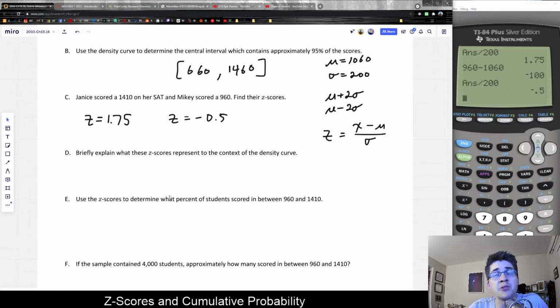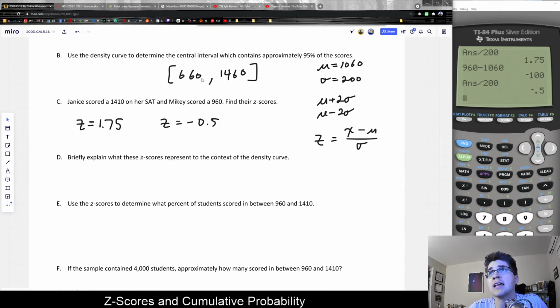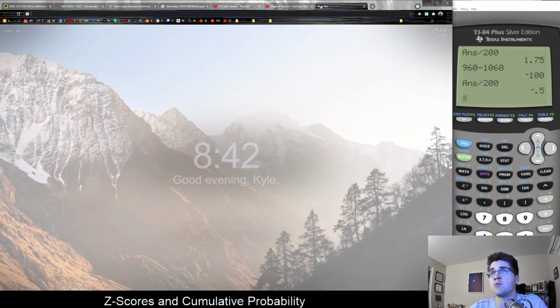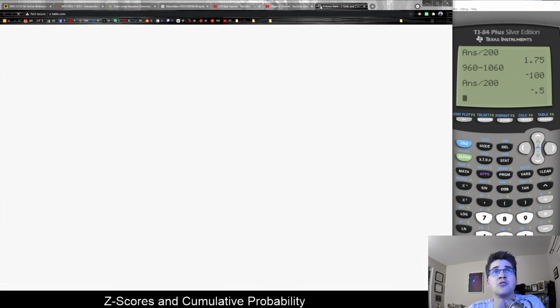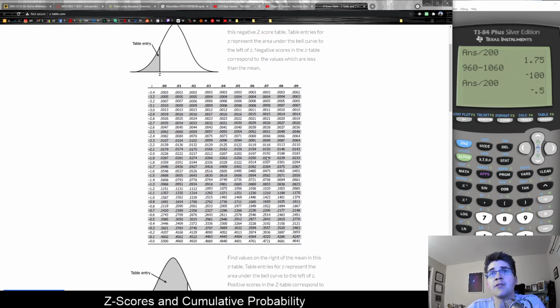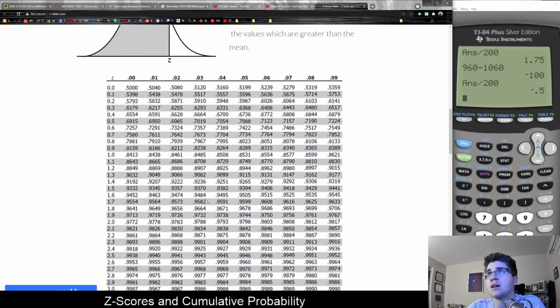Now, to actually determine percentages, that's where we need to go to a z-table. So for part E, it asks us to determine what percent of students scored in between these z-scores. Basically, we want to look up those particular values in a z-table: negative 0.5 and 1.75. So let's just go to ztable.com, or again, you could use Table A in your book. But 1.75 is the z-score that has a cumulative probability of 0.9599.